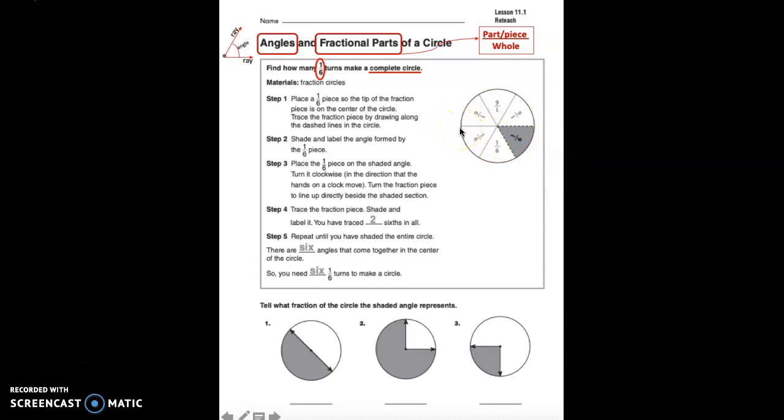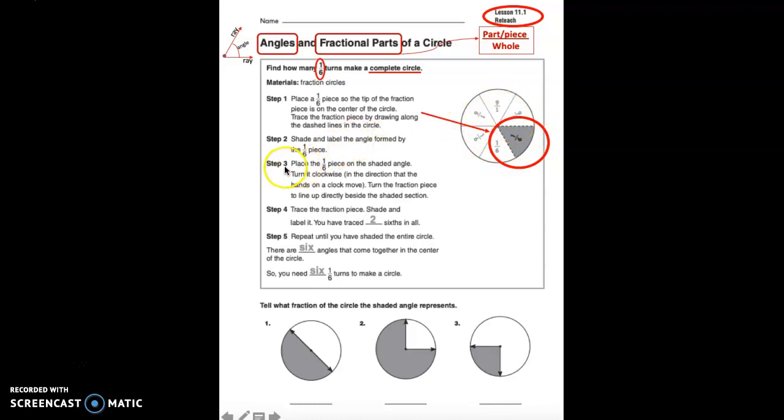Step 1. Place a 1/6 piece so the tip of the fraction piece is on the center of the circle. Trace the fraction piece by drawing along the dashed lines in the circle, as you see done here. Step 2. Shade and label the angle formed by the 1/6 piece. As you can see, it's already shaded and it's already labeled for 1/6. 1 out of 6 pieces is shaded.